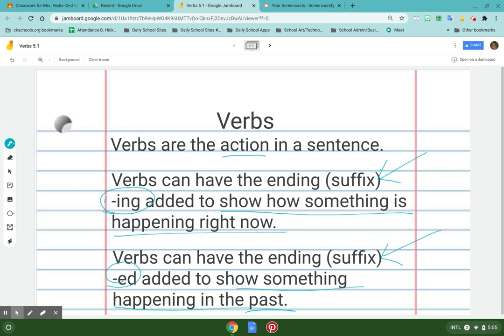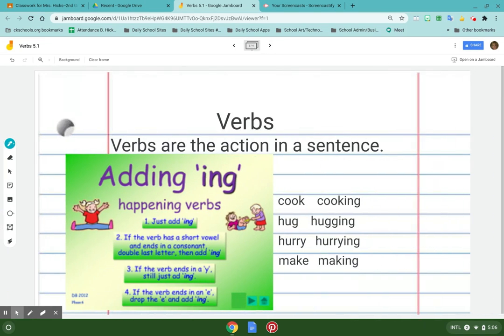So the two things that you need to remember this week is you need to be able to identify that you can add the ing and the ed to verbs. Now, the ed you can't always add to every verb, but the ing you can. And the other thing you need to remember is that when you add an ending to a base word, it's called a suffix.